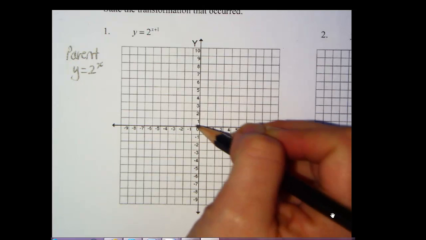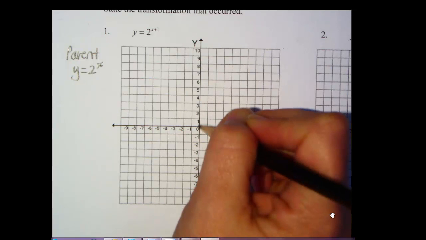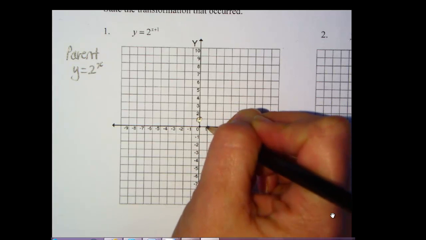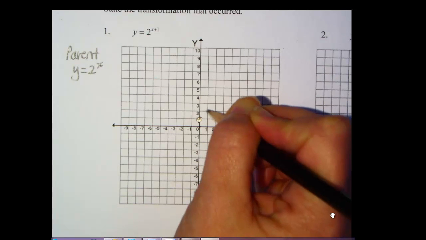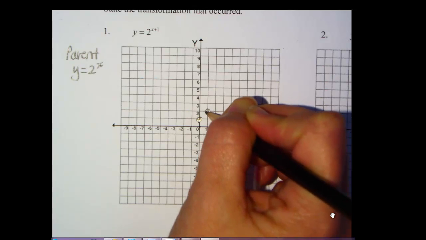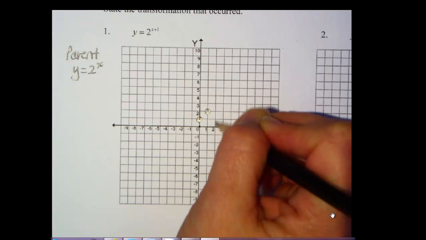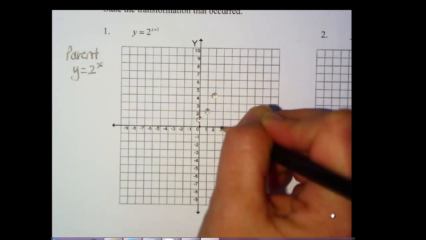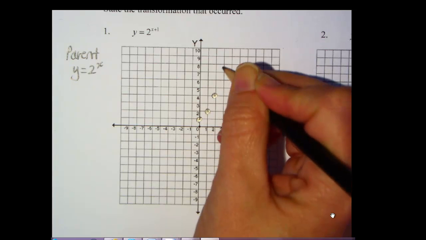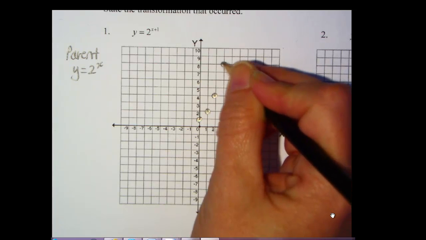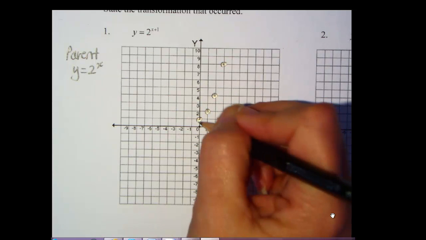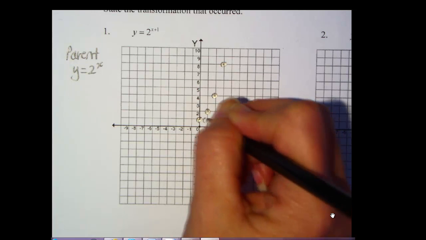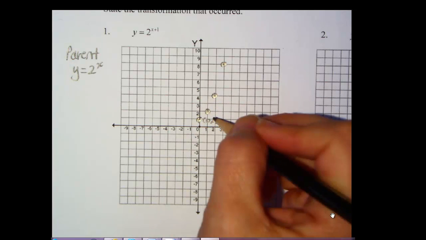So if x is 0, 2 to the 0 is 1, so I plot the point (0, 1). When x is 1, 2 to the first is 2, so I'm plotting (1, 2). When x is 2, 2 squared is 4, so I'm plotting (2, 4). When x is 3, 2 to the third is 8, and I'm plotting (3, 8). Now, we said that the anchor point for a 2 to the x graph is this point (0, 1), so I'll label that so we can see the transformations from there.